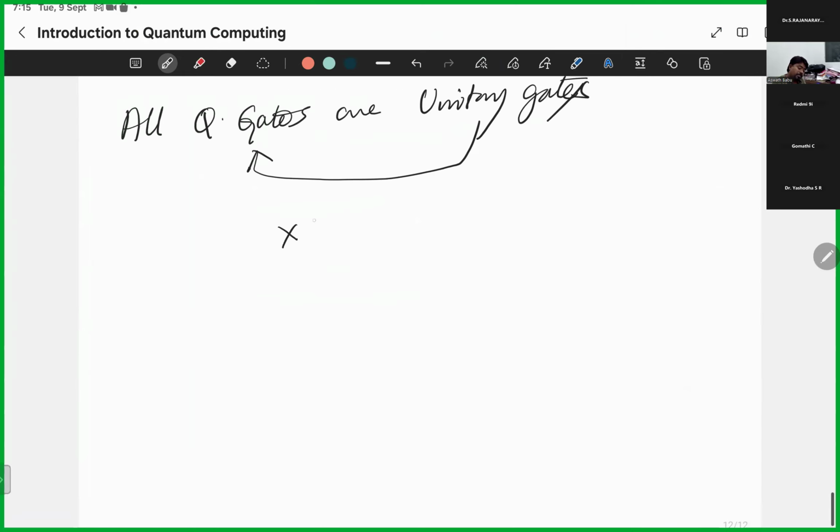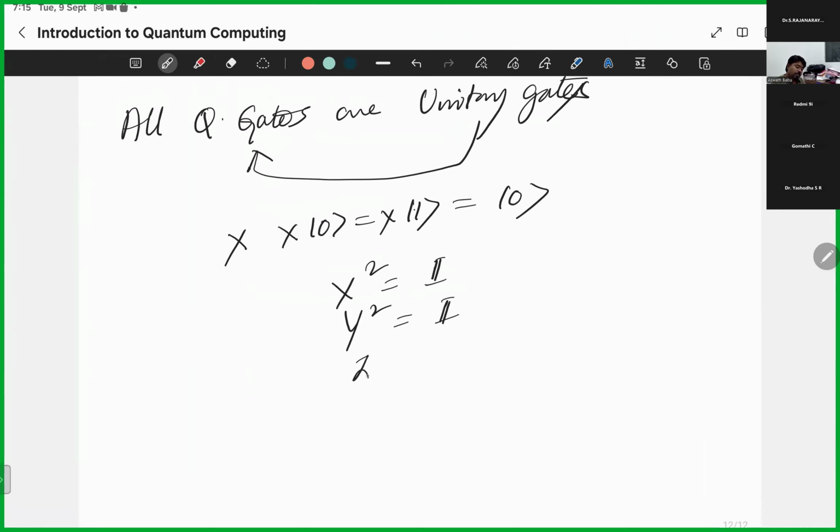But when it comes to quantum computing, if you take any gate, let's say x acting on 0 gives 1. You do one more action of x, it gives you 0. So x square is identity, y square is identity, z square is identity and h square is identity. All the quantum gates, if you apply them twice, give back the input information, what was coming in the first place. Which proves that all quantum gates are reversible.